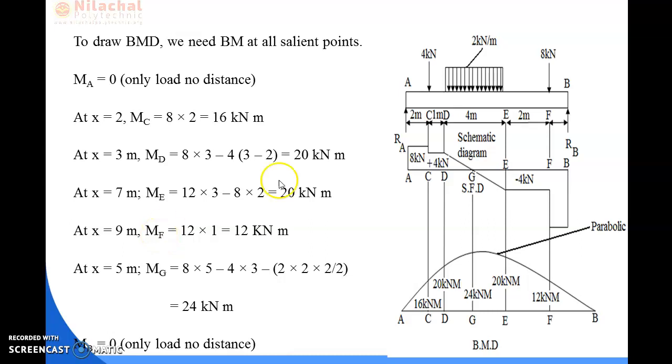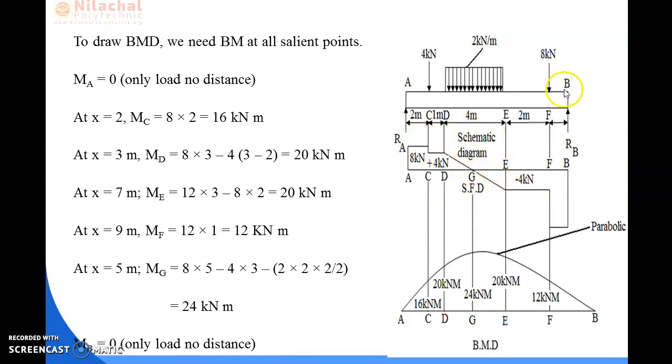And now the new point, which is point G. To calculate the bending moment at point G, we can take the help of the right side or left side of the section, because point G arrives at the midspan of the total beam. So now we consider the right side of the section.